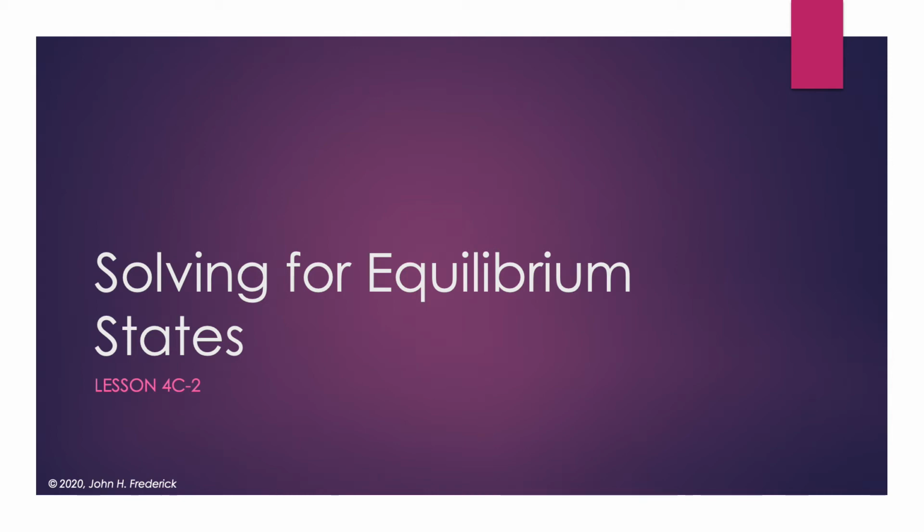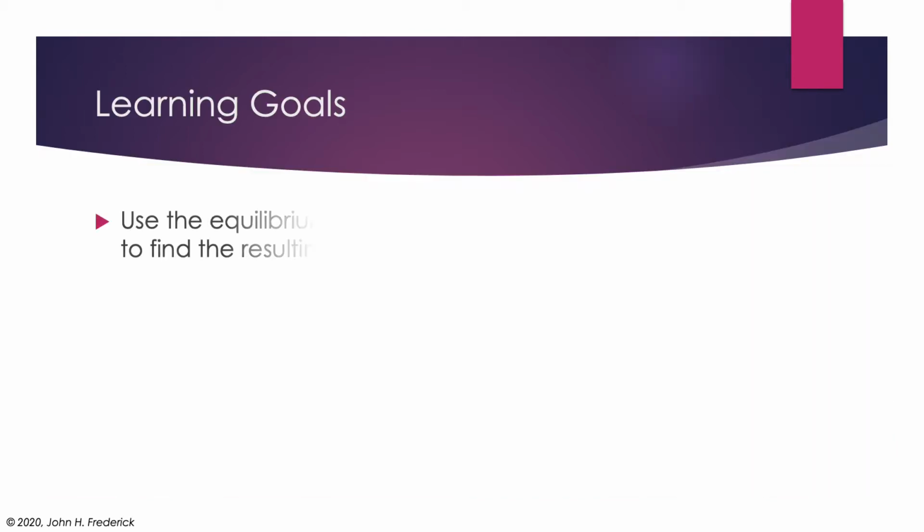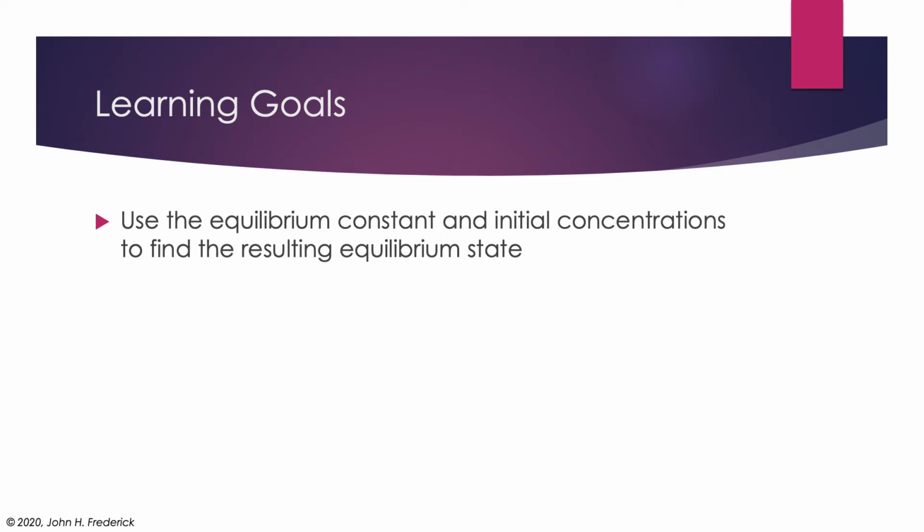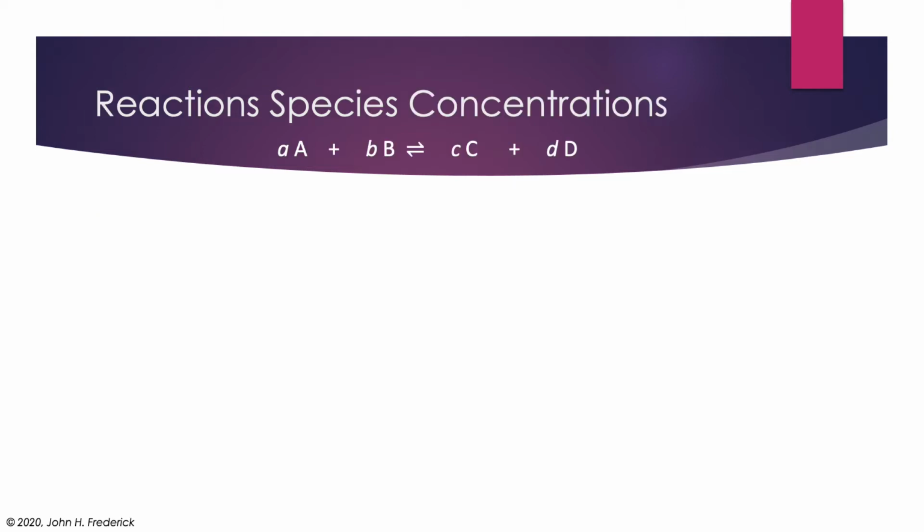So we spent a lot of time talking about the equilibrium condition and what goes into framing it. We haven't really spent as much time, though, actually calculating these equilibrium states, but that's going to change in this video. Our learning goals are to use the equilibrium constant and initial concentrations to find the resulting equilibrium state for a reaction.